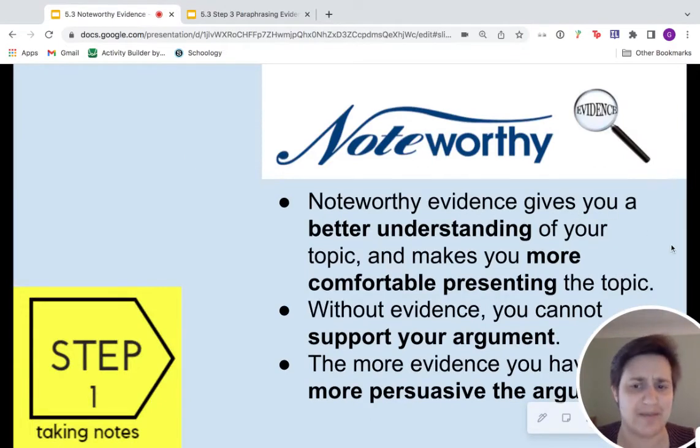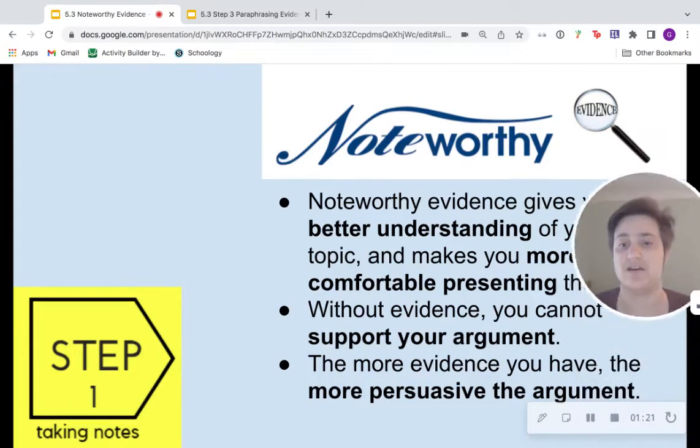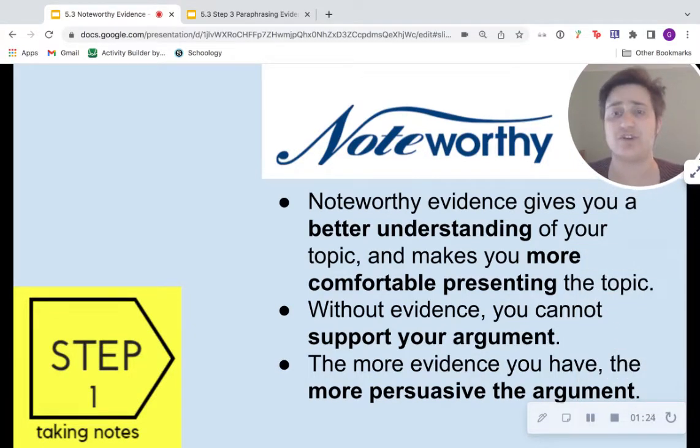But what are we even copying in? Noteworthy evidence gives you a better understanding of your topic and makes you more comfortable presenting the topic. Without evidence, you can't support your argument. It sounds like you're just making things up, and people may or may not believe you. The more evidence you have, the more persuasive the argument. It's easy to say, I believe this. But why should they believe you? If you've got evidence that proves what you're talking about, that's a lot harder to argue against.